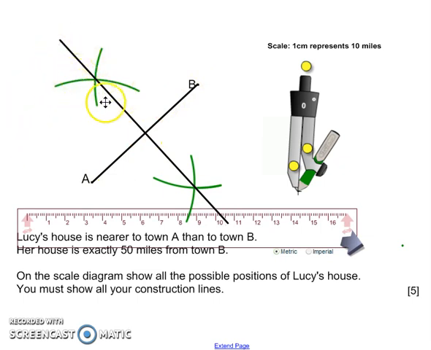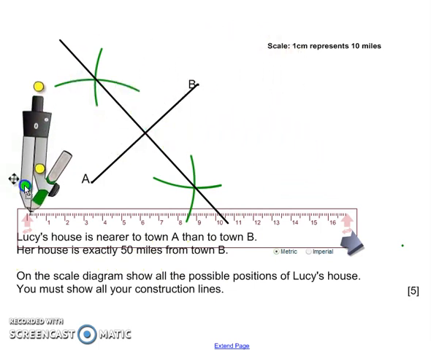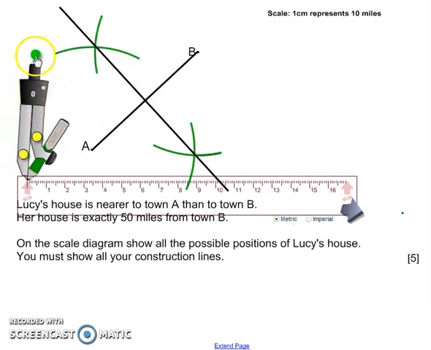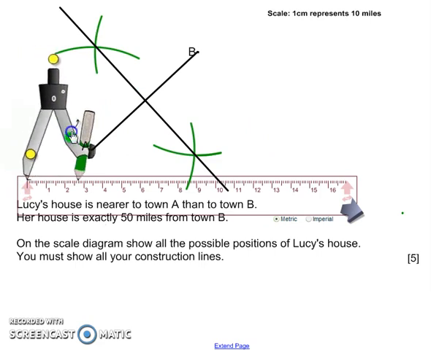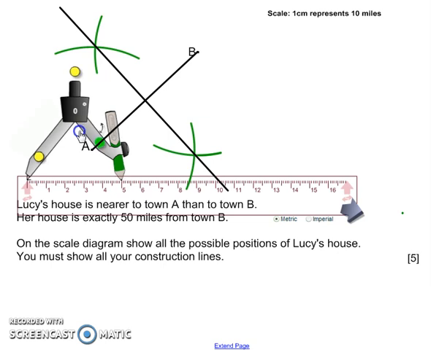This side is closer to A. So we know that our house is nearer to town A than town B, so we know our house at the moment is in this area somewhere. What we need to do next is look at the next sentence. Our house is exactly 50 miles from town B. Remembering that 1 centimetre represents 10 miles, we have to put our compass on 0 on our ruler and measure 5 centimetres, because that would be 50 miles.